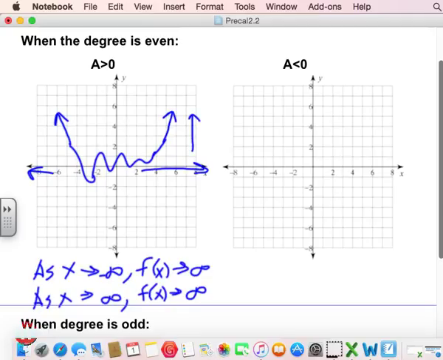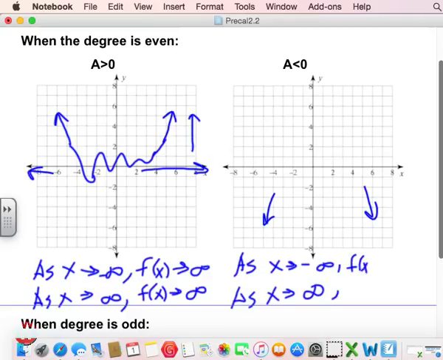So the second situation is if the degree is even and a is less than 0. If a is negative, your end behaviors are both going to go down. When it's even, they're going to go the same direction. So if it's even and positive, they both go up. If it's even and negative, they both go down. So in this case, the notation you'll see sometimes is as x approaches -infinity and as x approaches positive infinity, f of x approaches -infinity, which means it goes down. This is just a funky way of saying as we go left, the graph goes down, and as we go right, the graph goes down.